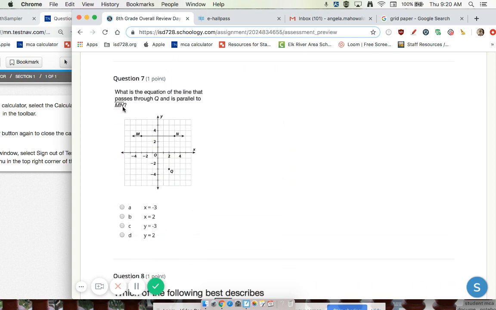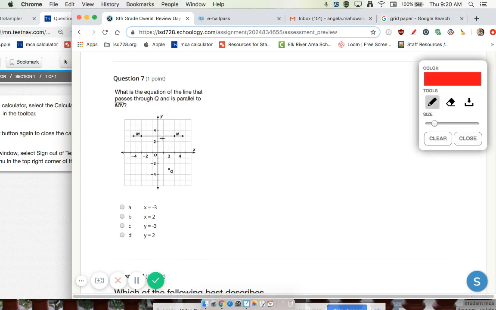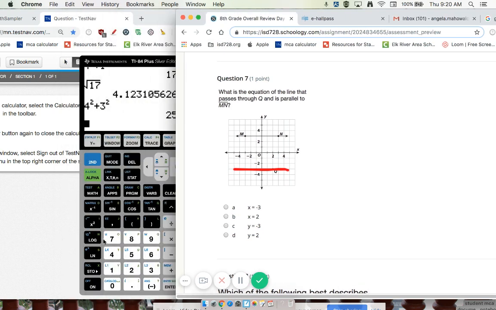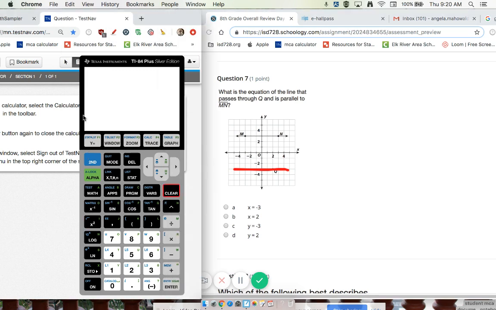Okay, number 7. What is an equation of a line that passes through Q and is parallel to MN? So parallel means that they should not cross. We've done this on a different day where it's perpendicular, but now we want parallel. So we want it to look like this. So you can't graph x equals because on the graphing calculator, it's only in slope intercept. So I'm just going to go to the y equals -3. Remember to use this button for the negative, or here, I was about to do this, -3, and graph it.